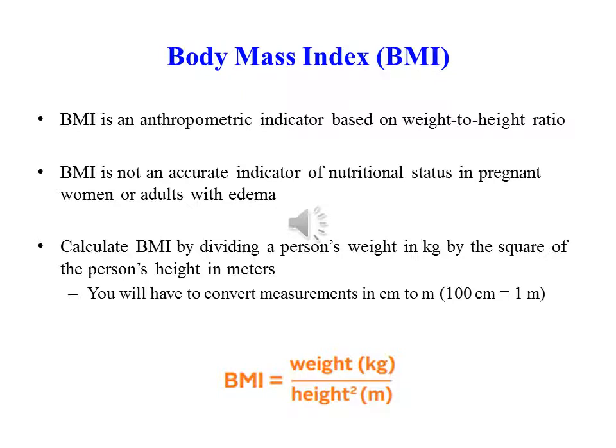BMI or body mass index is an anthropometric indicator based on weight to height ratio. BMI is not an accurate indicator of nutritional status in pregnant women or adults with edema, because their weight is not the right predictor of their nutritional status. However, the formula for calculating BMI for any person is very simple. It's just equal to weight in kg divided by height in meter squared. And you will have to convert measurements in centimeter to meter, as you know, 100 centimeter is equal to 1 meter.